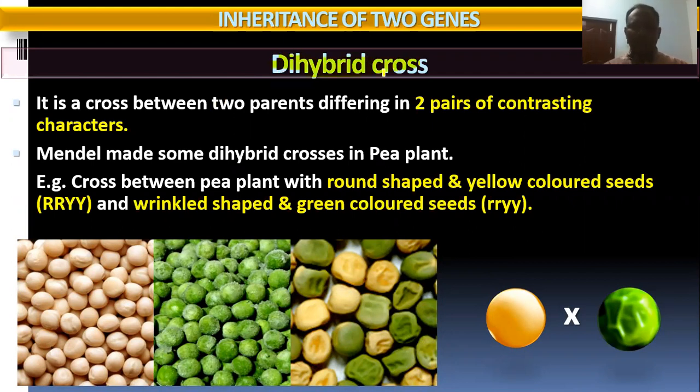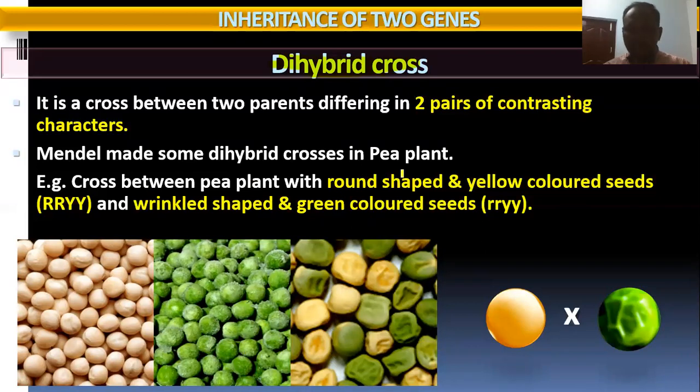A dihybrid cross is a cross between two parents differing in two pairs of contrasting characters. In a monohybrid cross, the parents differ in only one pair of contrasting characters. But here, the parents we are selecting and crossing differ in two pairs of contrasting characters. So Mendel made dihybrid crosses in pea plants, selecting characters like seed shape.